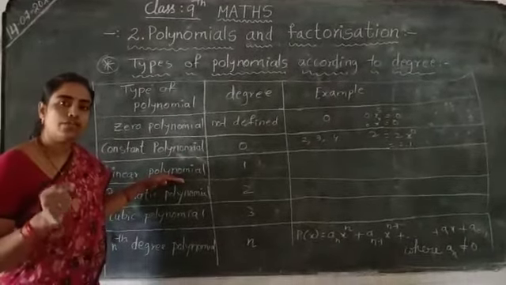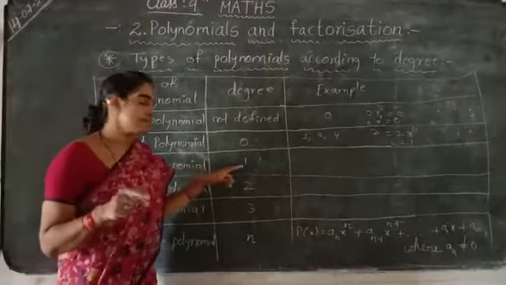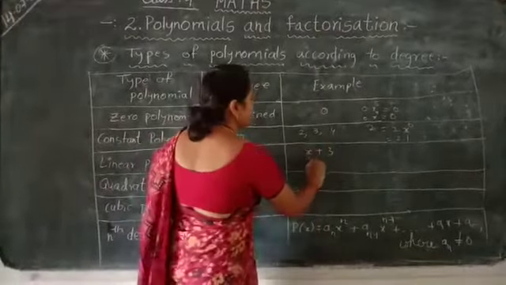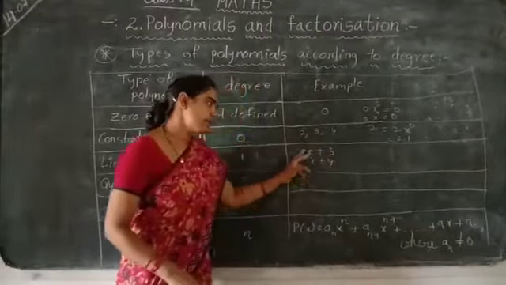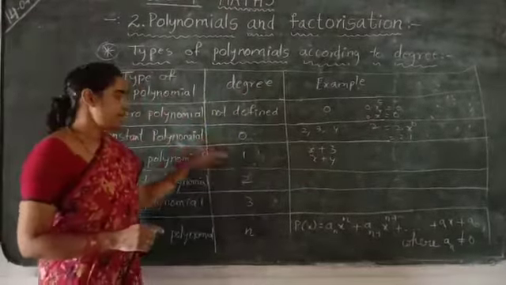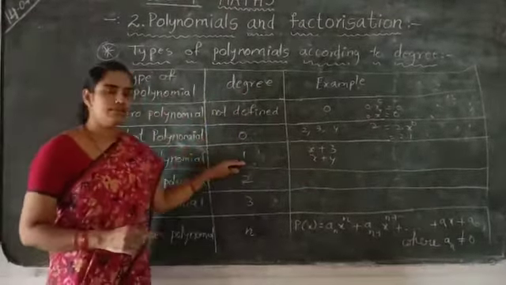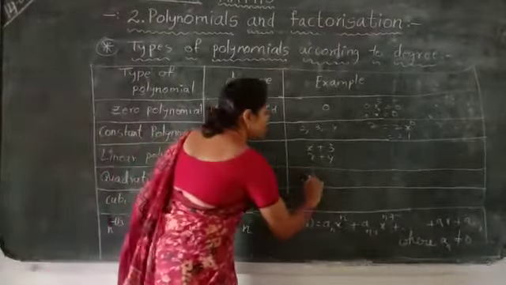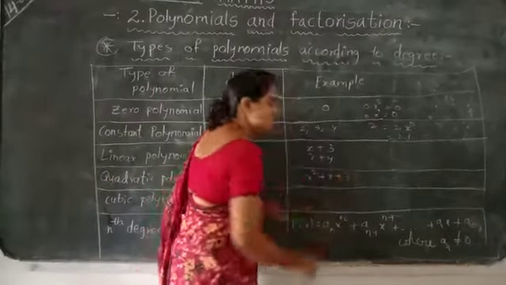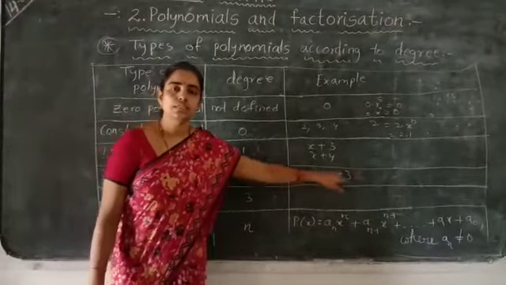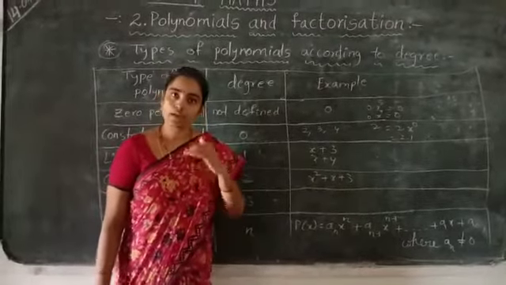Next one is the linear polynomial. Where the degree of the polynomial is 1, that is called a linear polynomial. For example, x plus 3 and x plus y. What is the degree in these two polynomials? 1 only. So these are examples of linear polynomials and the degree is 1. Next, quadratic polynomial. Polynomials in which the degree is 2 are called quadratic polynomials. For example, x square plus x plus 3. What is the degree here? 2. So these types of polynomials are called quadratic polynomials.